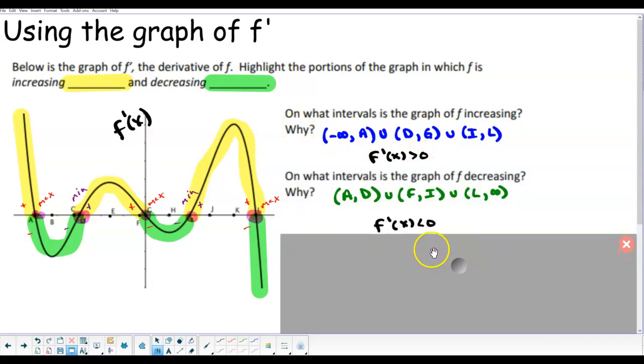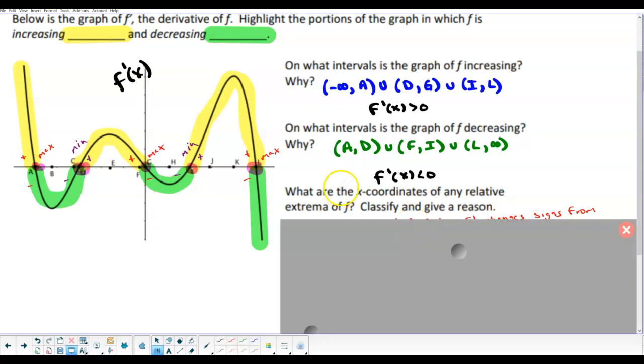So now let's look at the negative values of the derivative, which is when the original function is decreasing. Those are the green intervals from a to d, f to I, and L to infinity. And then why is that true? Because the derivative is less than 0. It's below the x-axis on the graph of the derivative.